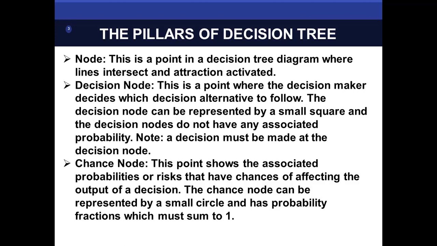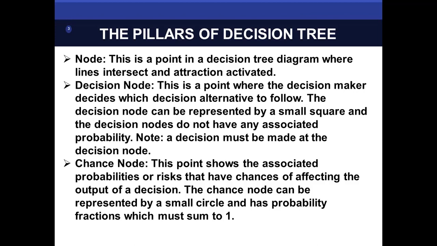Now we will put in practical explanation and we put all these pillars to test. The chance node can be represented by a small circle. Remember, the decision node is represented by a square, the chance node is represented by a circle. So don't mix both. And the probability fractions must sum to 1. So a chance node can have 2, 3, 4, 5, 6, as many probabilities as possible, as many risks as possible, factored in the chance node to be able to follow a particular alternative.